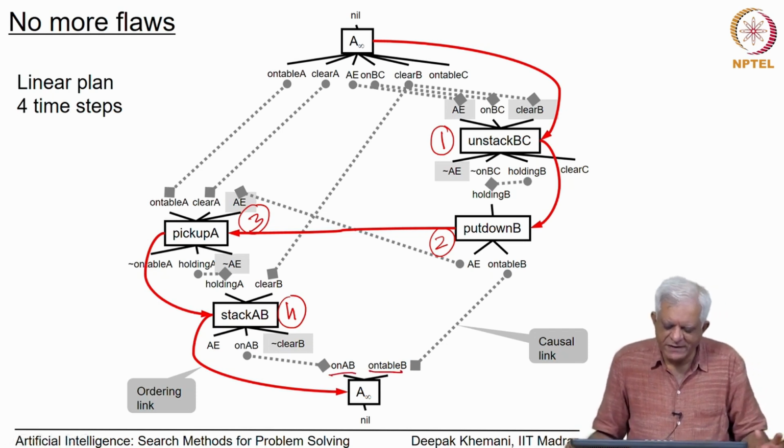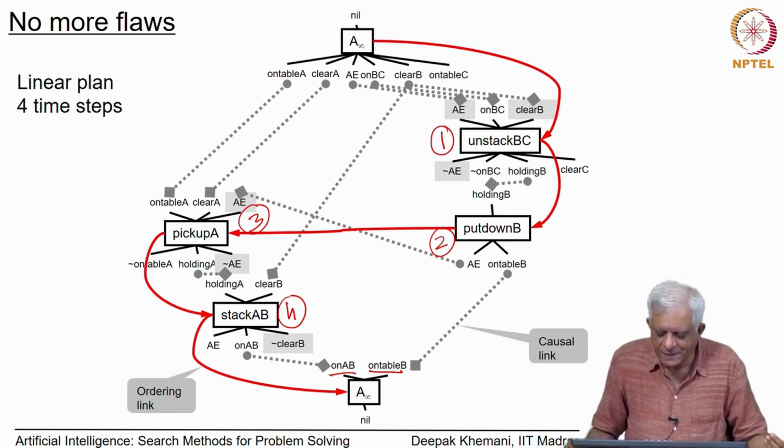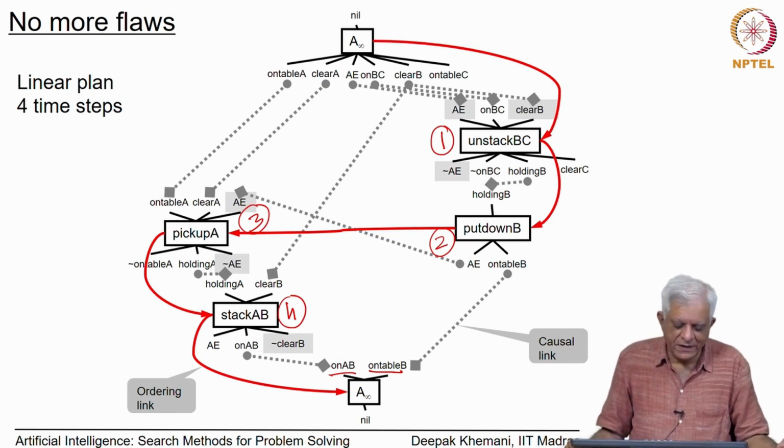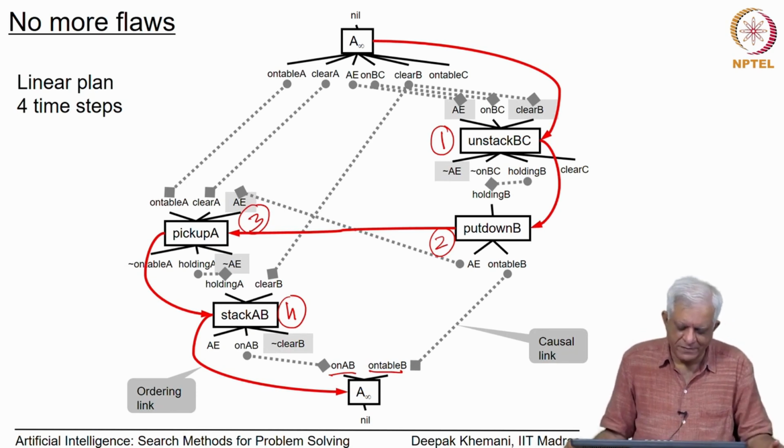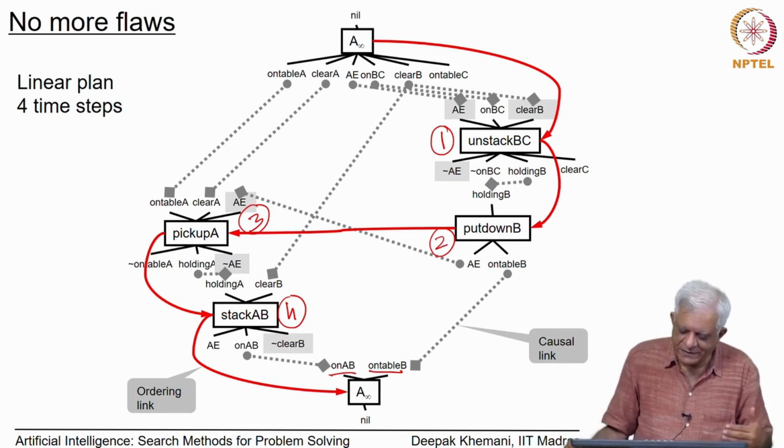Now, it is not surprising that it is a linear order, because as I have said, we are working in a domain in which there is a one arm robot, and this robot will do these 4 actions in a sequence one by one and produce a plan which will achieve our goal.